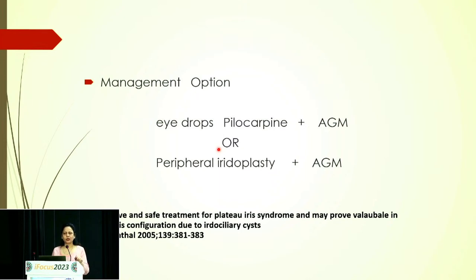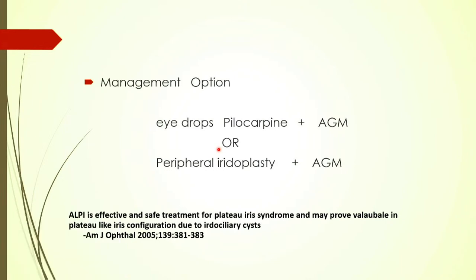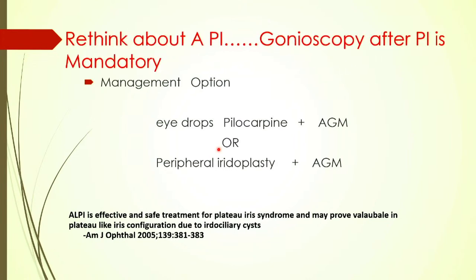This plateau iris can be taken care of with a single pilocarpine itself. You put the pilocarpine, you put a single AGM, and the pressures are well under control. You don't need to keep on doing surgery or keep on adding medicines for those particular patients. So my bottom line would be, rethink about a PI.